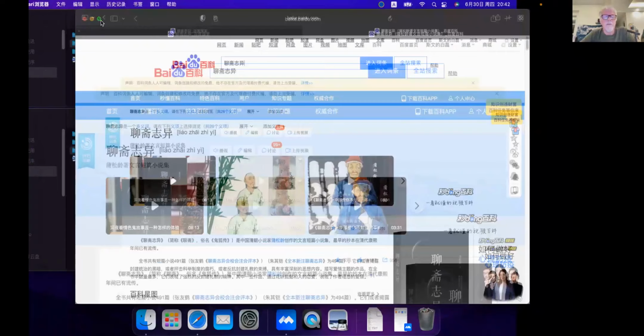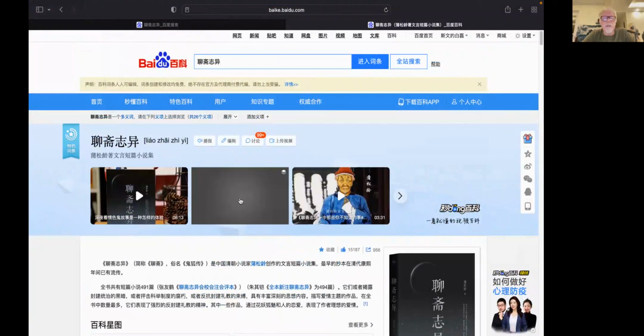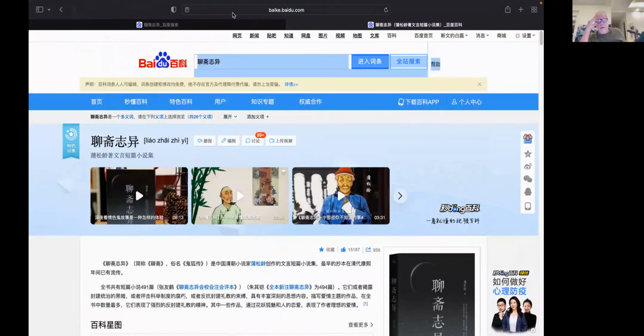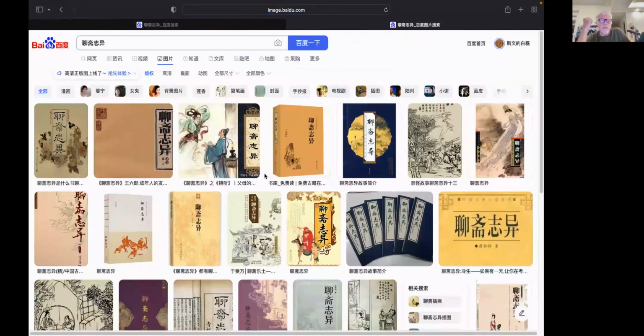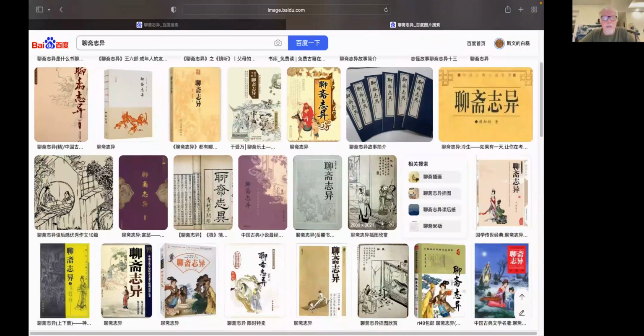Okay, here's a. This is kind of a picture of it. Well, these are the words Liao Zai Zhi Yi. 可以找一个图片。But this book, 聊斋志异, means the stories, the strange stories of Liao Zai. And there's about 410 ghost stories of Liao Zai Zhi Yi. And they are very strange stories.